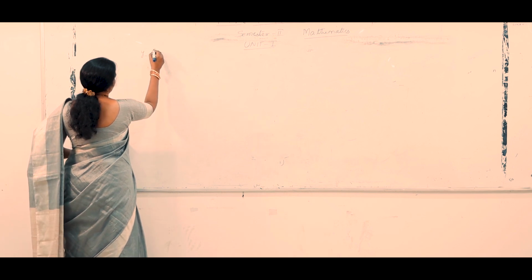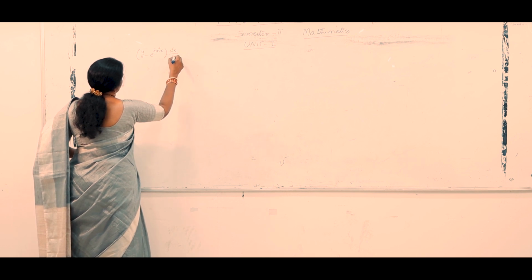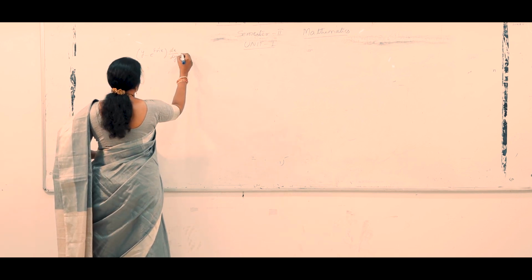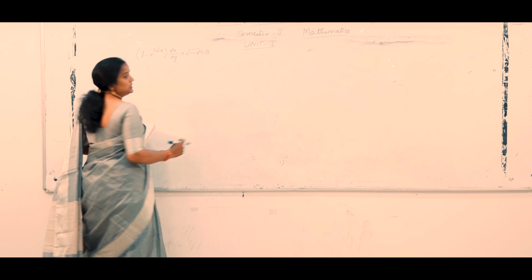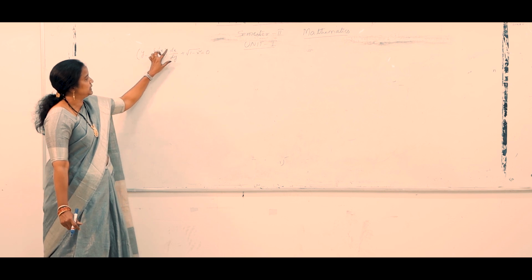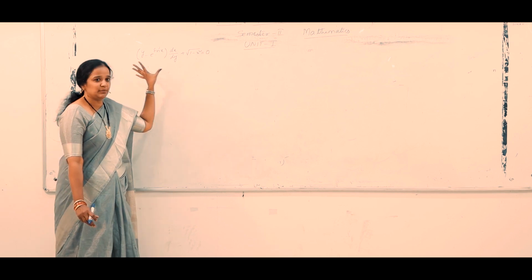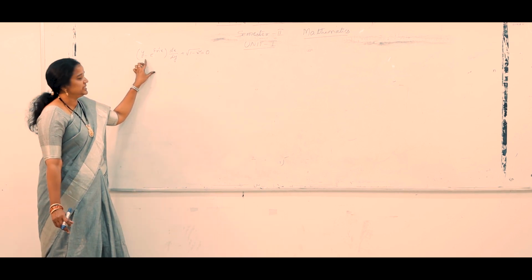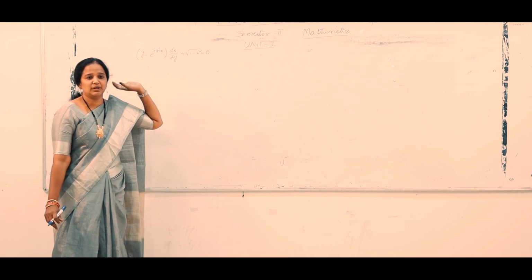y minus e power sin inverse x into dx by dy is equal to root of 1 minus x square is equal to 0. This is the most important problem. What is the problem? y minus e power sin inverse x into dx by dy is equal to root of 1 minus x square. But this is clumsy, so y minus e power sin inverse x into dx by dy is plus root of 1 minus x square.